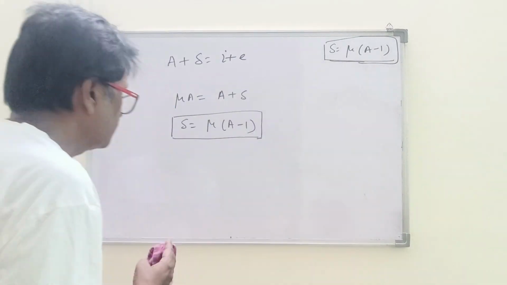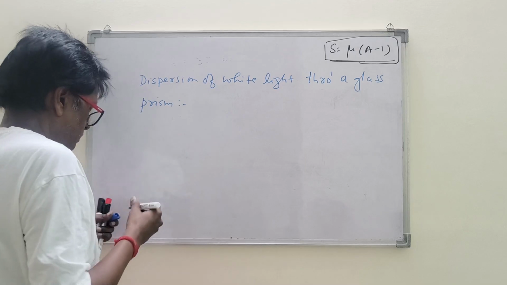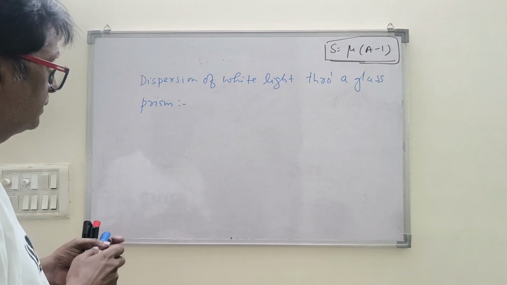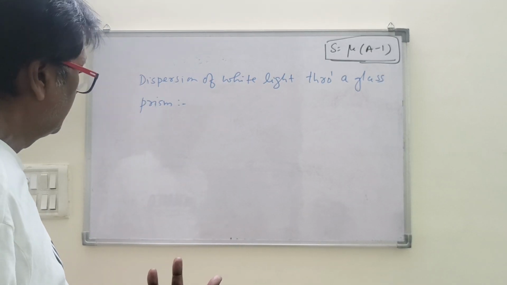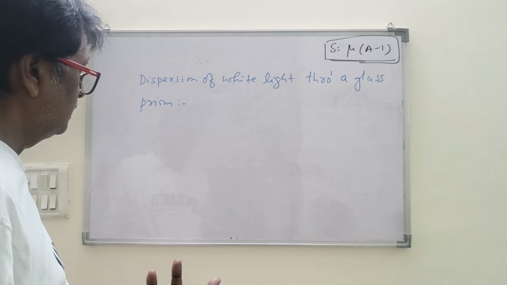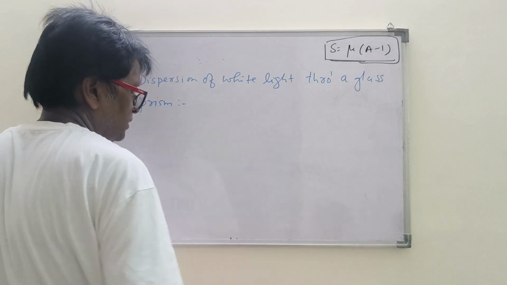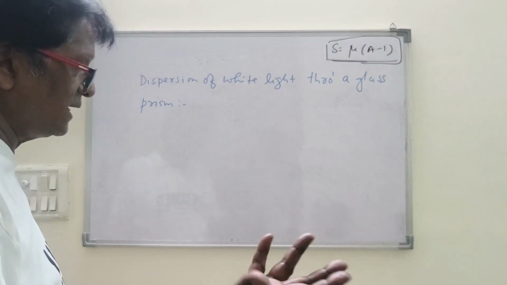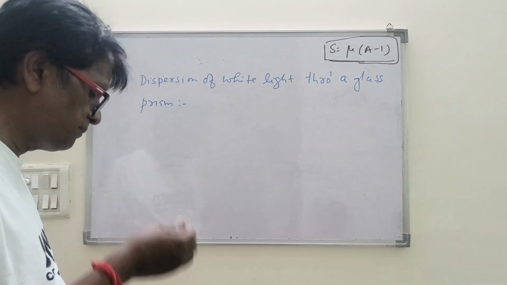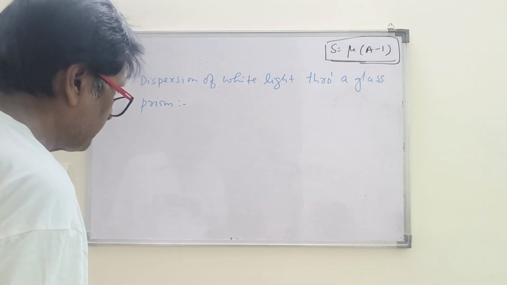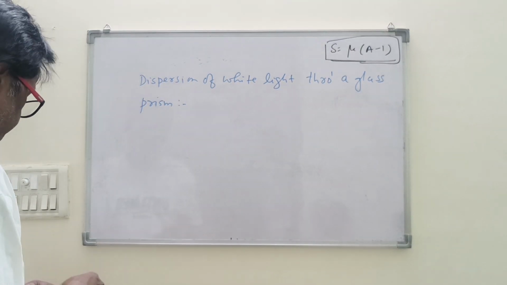Now the next topic is dispersion of white light through a glass prism. You should know that the color of the light is white itself, and we have written here white light. Where is the source of white light? Sunlight is a white light. And there are other sources of white light in the lab: the mercury vapor lamp and the sodium vapor lamp. These are the two vapor lamps from where we get white light.